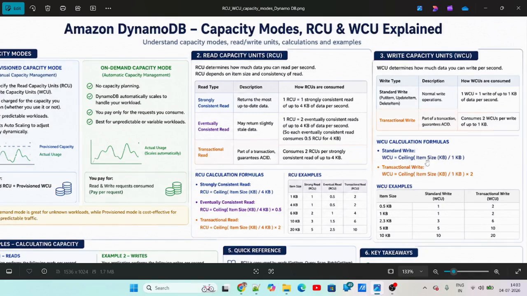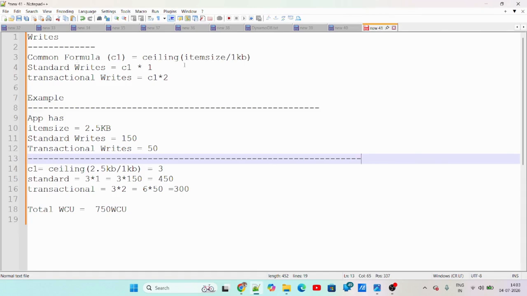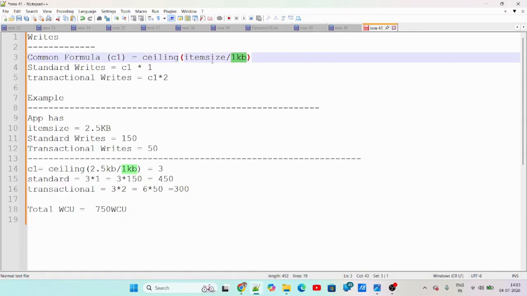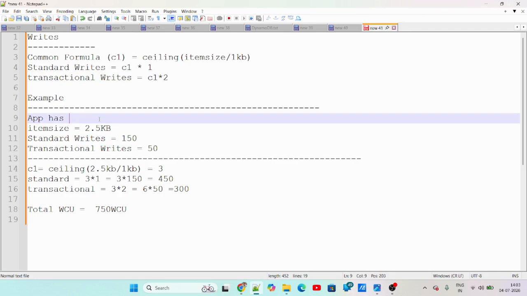This formula, whatever you are getting, item size divided by 1 KB. In case of WCUs, if you look at the common formula, we are dividing item size by 1 KB. That's the difference in write. In read it was 4 KB, in write it is 1 KB. You can write this formula down, and then in standard writes, we multiply it by 1, and in transaction multiply by 2.